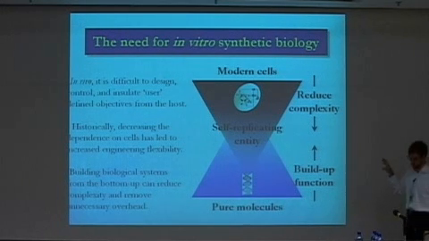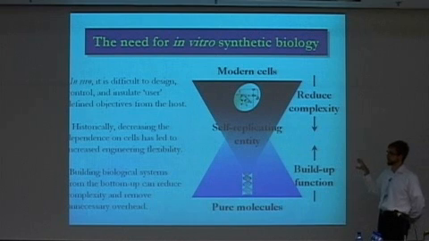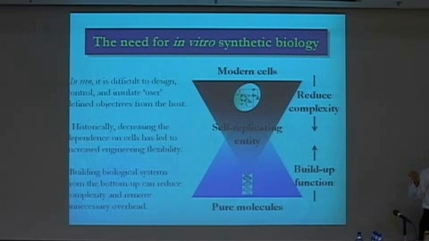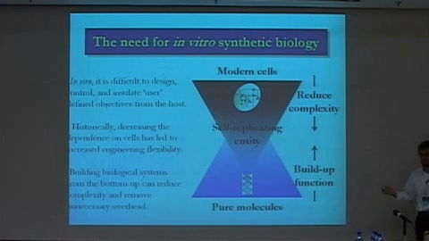But one thing that should not be missed is that historically, decreasing the dependence on cells has led to increased engineering flexibility. All of us, for example, are reliant on PCR, which is an in vitro reaction.